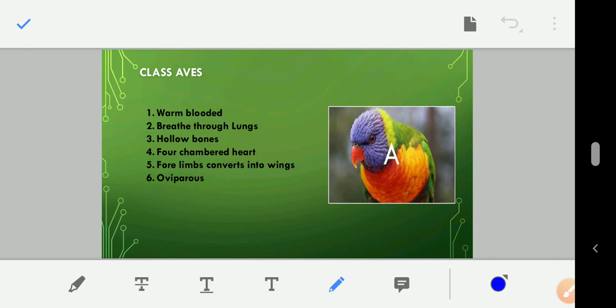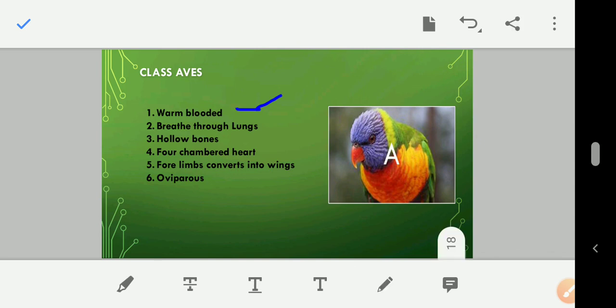Next class is Aves. They are warm-blooded, means body temperature remains constant. They breathe through lungs. They have hollow bones so they can fly easily. They have a 4-chambered heart. Forelimbs convert into wings so they can fly, and hind limbs are for walking, and they are oviparous, means they lay eggs.